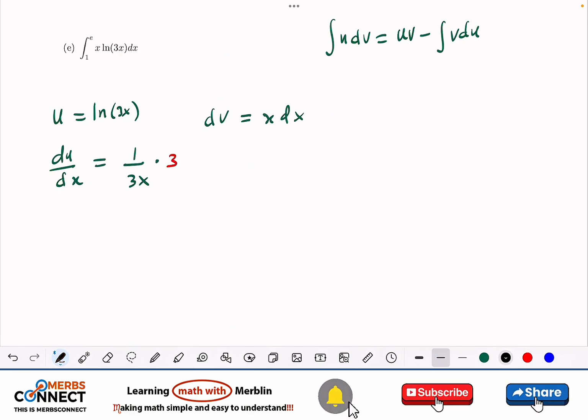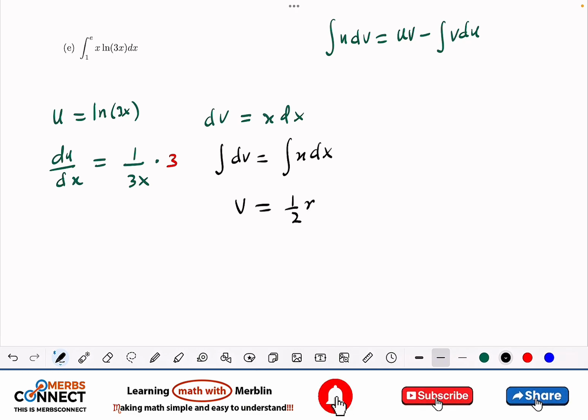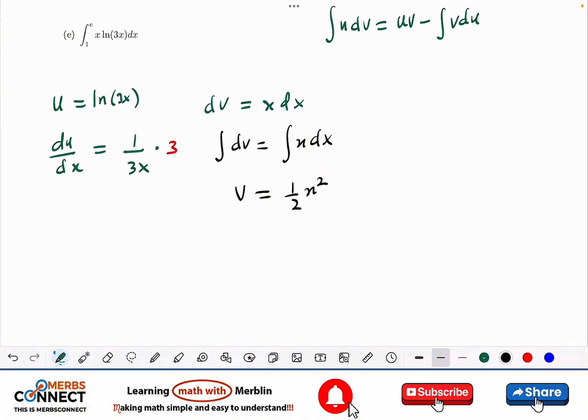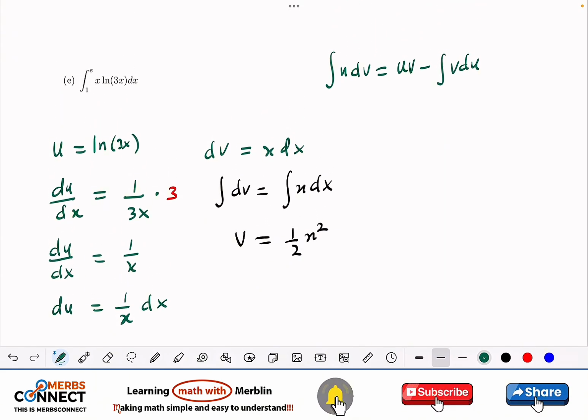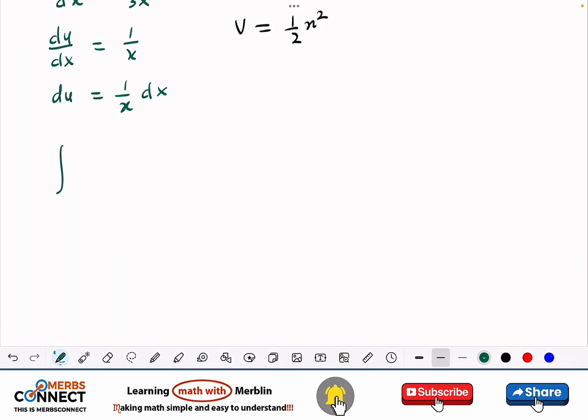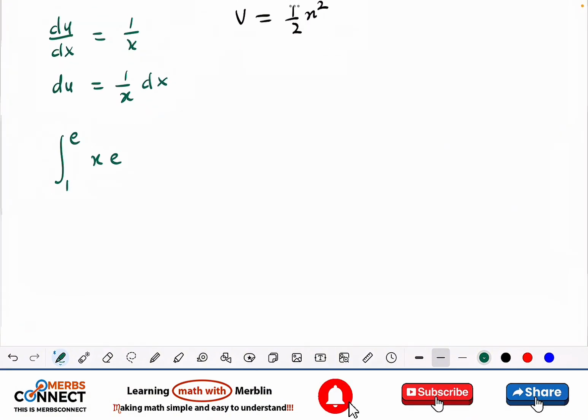Good. Then let's look at integrating the dv, x dx. So this one will be v, and when I integrate x, I get 1/2 x squared. I think I should have simplified this. So this one should be du over dx, which is equal to 1 over x, and then du is equal to 1 over x dx. So we have all the ingredients. So now we can start the integration from 1 to e of x ln 3x dx.